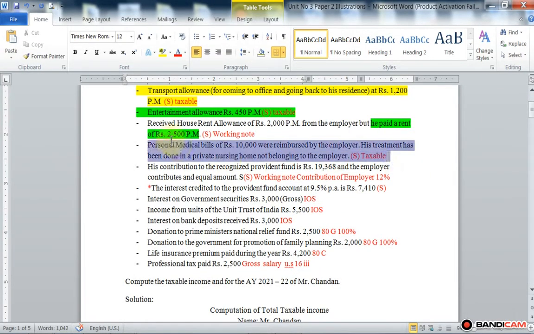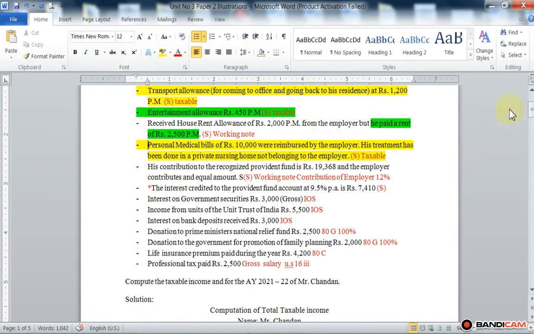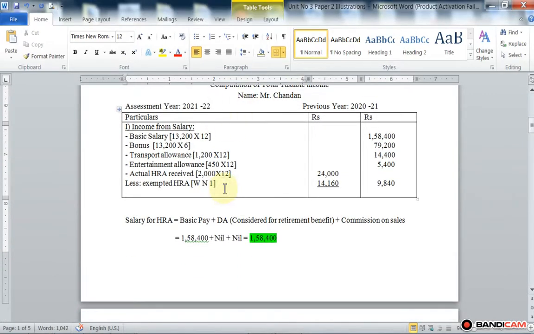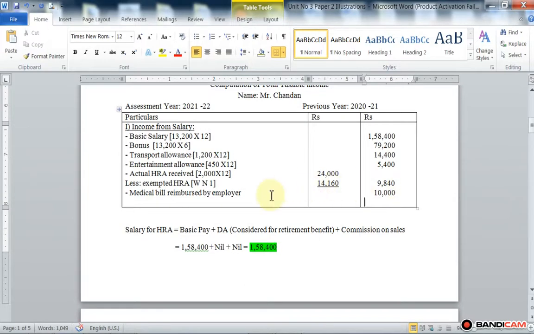Here, the medical bill reimbursed by the employer, amounting to ₹10,000, is fully taxable. Okay, then next.